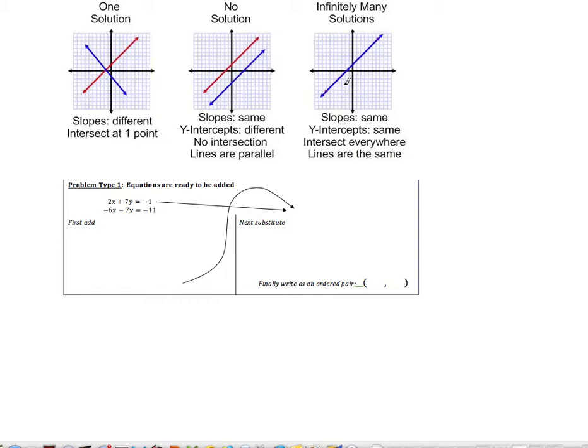Okay? So we started off talking about things graphically, but now we need to make sure that we understand how to do stuff algebraically. So for our first example, make sure that we were definitely turned to our packet. Our first example says 2x plus 7y equals negative 1 and negative 6x minus 7y equals negative 11. So we're looking for a coordinate point that makes both of these true.